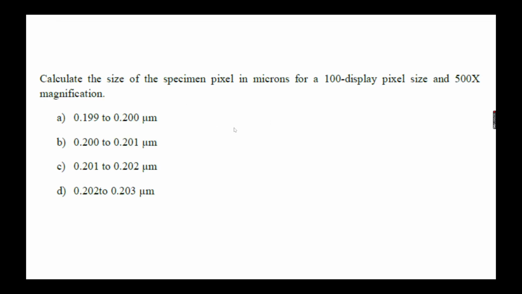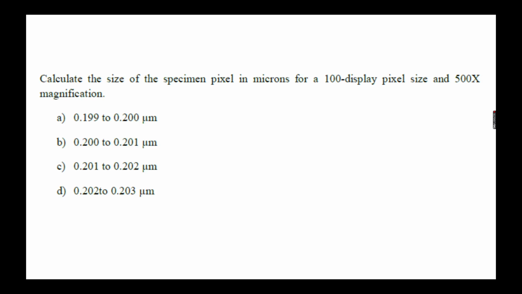Okay, so there is a very small numerical. I hope that in your assignments you also got some numerical problems, but I do not know what kind of question you got. But this is very simple, about the pixels, specimen pixels. It is saying calculate the size of specimen pixel in microns for a 100 display pixel size. So two parameters are given: display pixel size, which is 100, and the magnification, which is 500x.